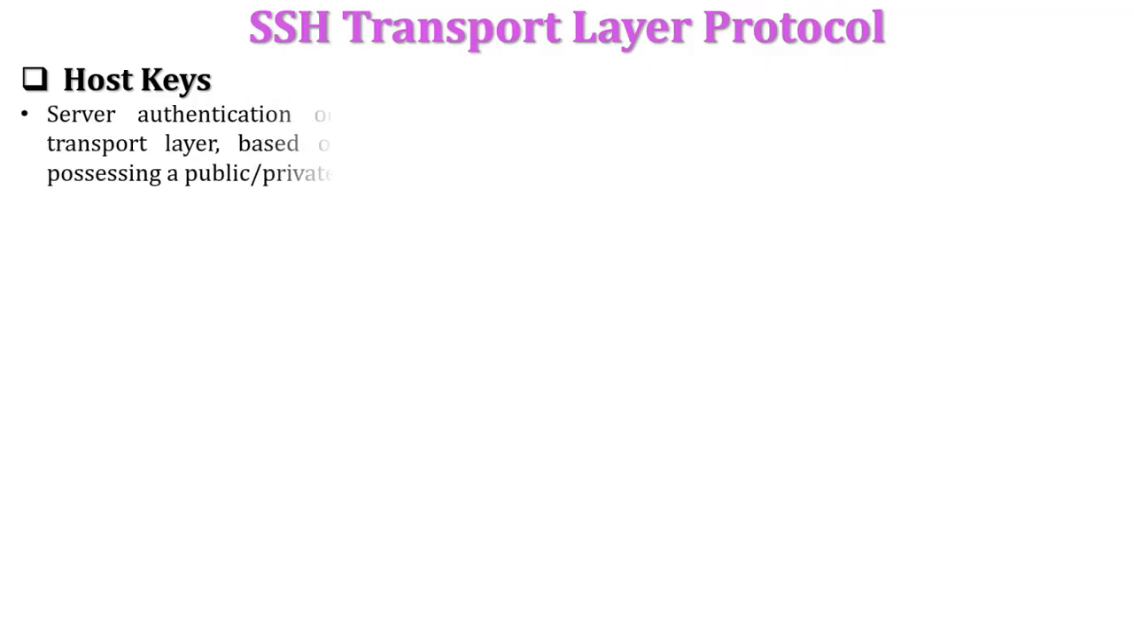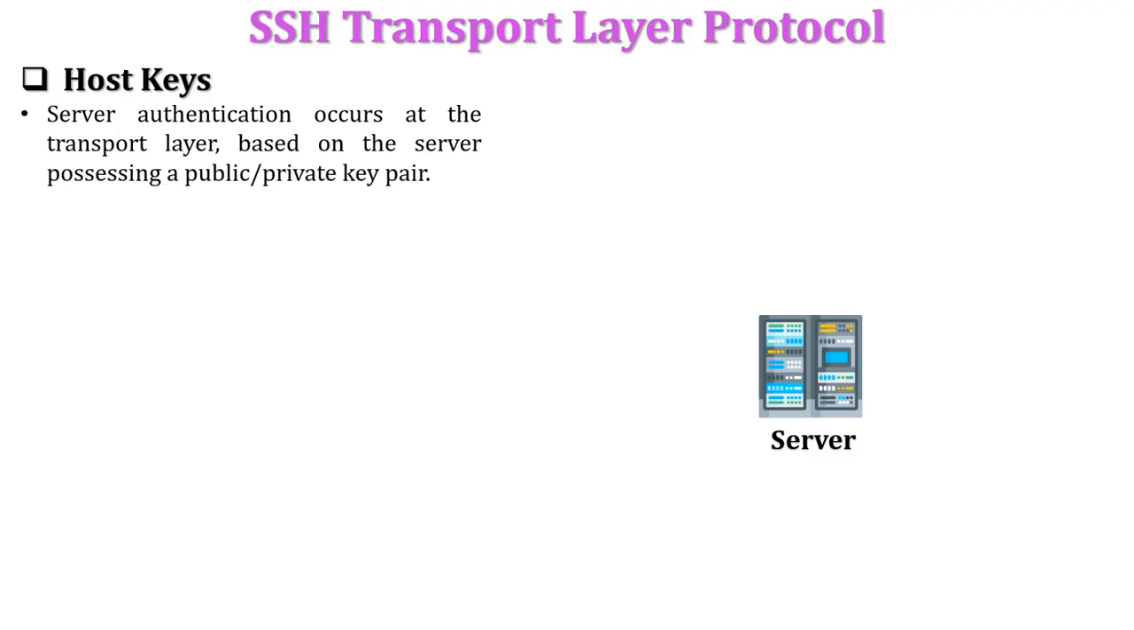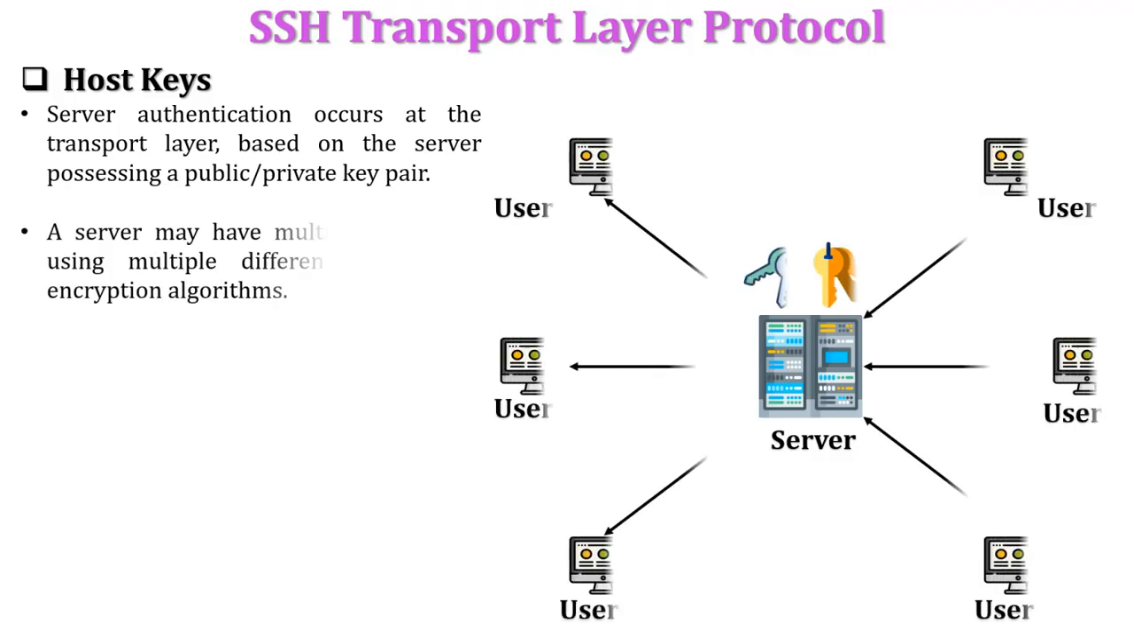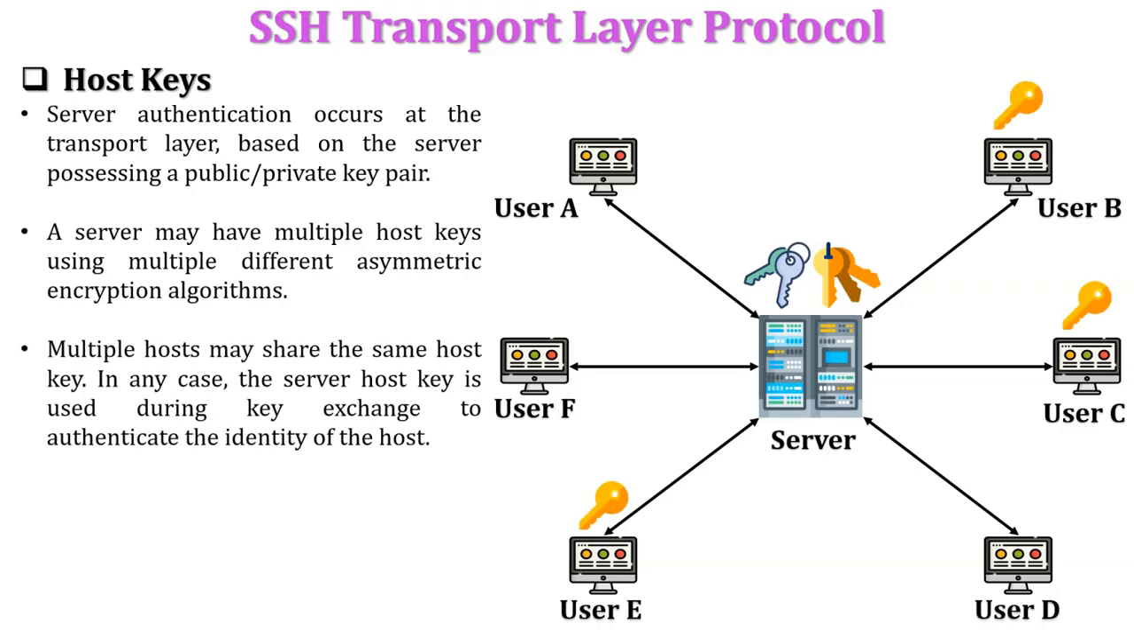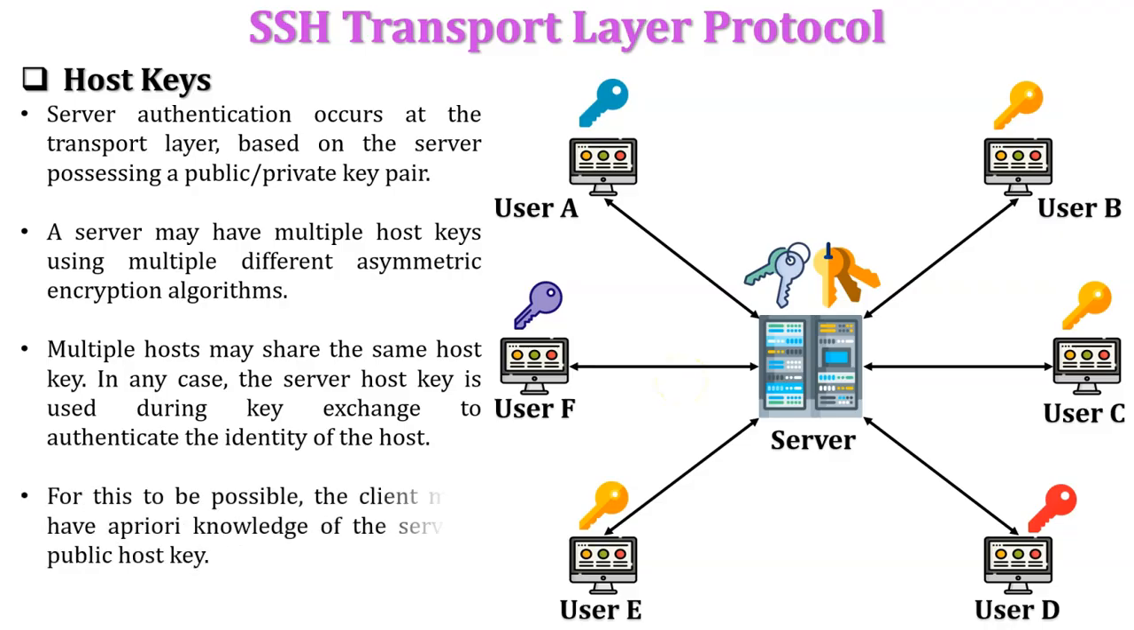Server authentication occurs at the transport layer based on the server possessing a public or private key pair. A server may have multiple host keys using multiple different asymmetric encryption algorithms. Multiple hosts may share the same host keys, and some of the hosts have different host keys. Server host key is used during key exchange to authenticate the identity of the host. For this to be possible, the client must know the server's public host key.